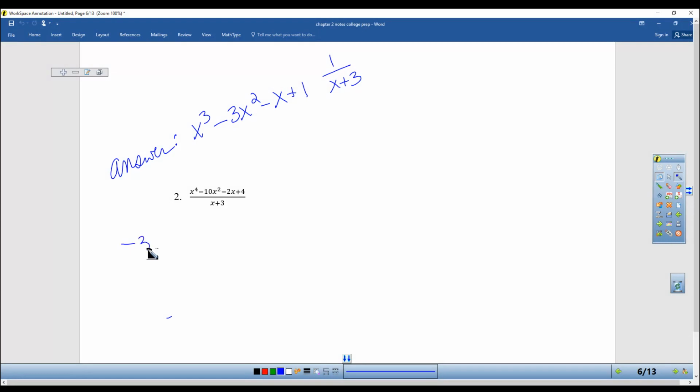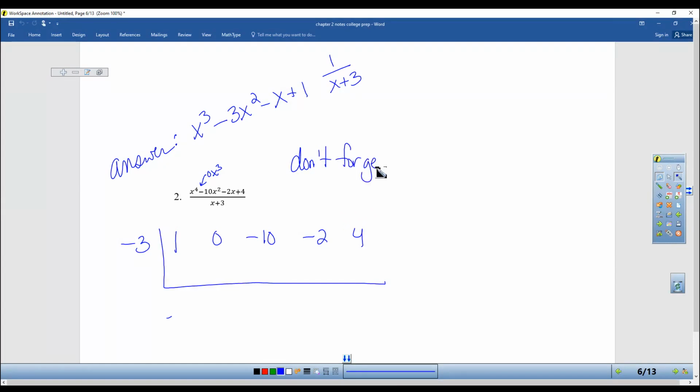I put a -3, remember opposite on the outside, and I do have to hold every place. So there's 1x to the 4th. There are 0 x cubes. There are -10x squareds, -2 for the x, and 4 for the number. Okay, so don't forget your placeholder. It will mess everything up if you forget it.